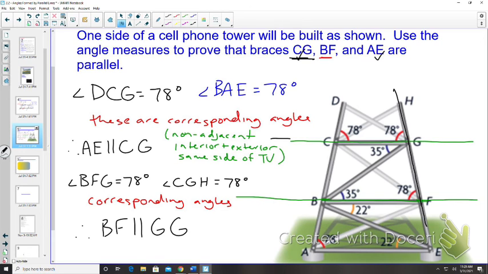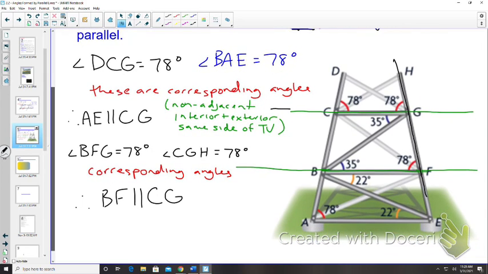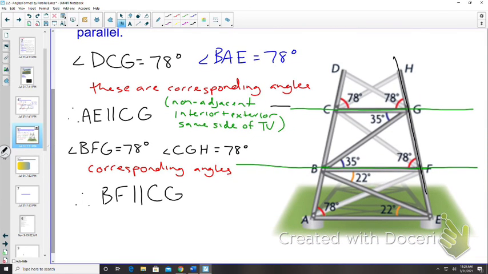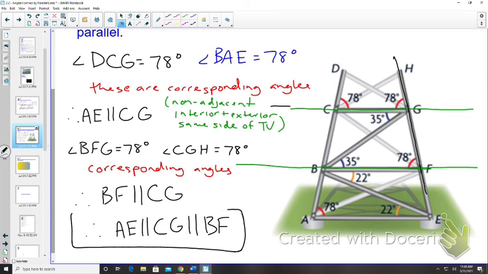And we've already proved that AE and CG are parallel. And we just proved that BF and CG are parallel. So by default, BF must be parallel to AE. Yeah, because if the middle one is in the middle and the top and bottom are parallel, it has to be parallel. Exactly, or else the top wouldn't be parallel. Exactly. So therefore, AE is parallel to BF.